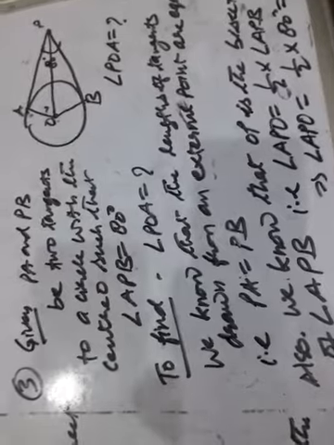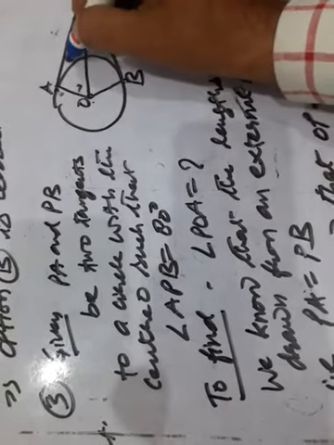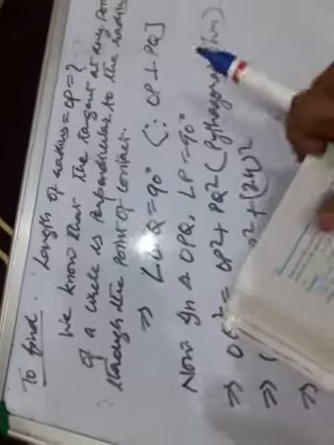Right children? What does it mean? It means that this angle is 40 degrees and this angle is again 40 degrees. This is 40 and this is also 40. Total is 80 because OP is the bisector. Okay. Now let us move to the next part.